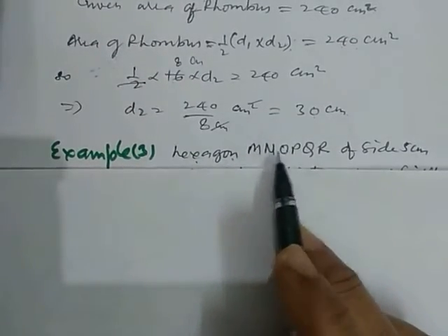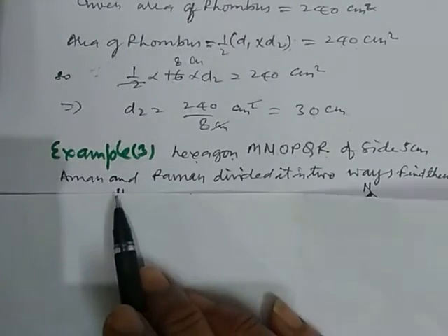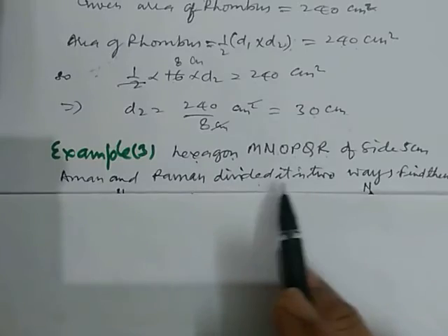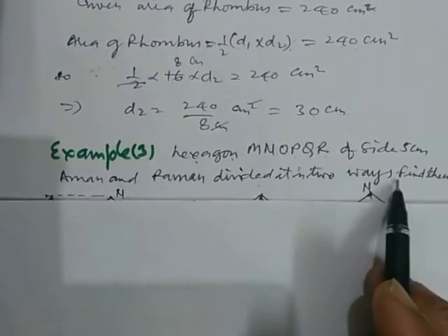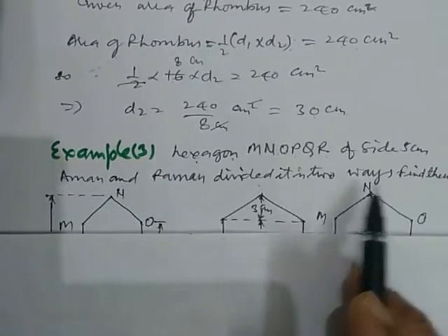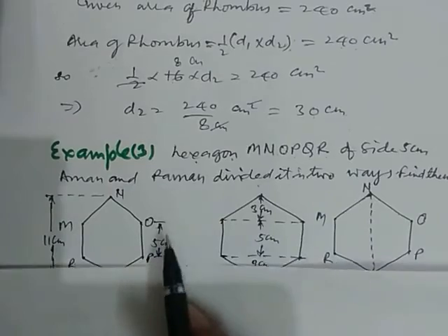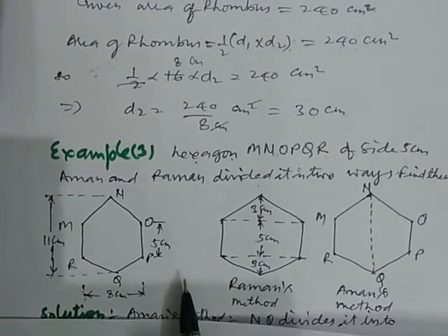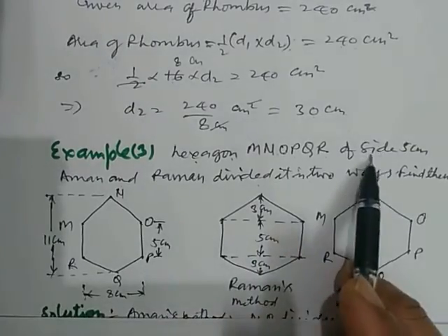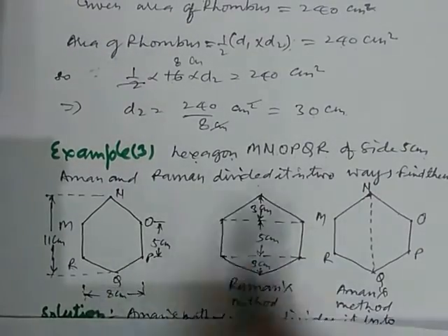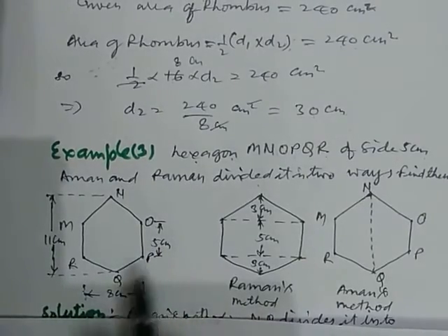Hexagon MNOPQR of side 5 centimeter. Aman and Raman divided it in two ways. They take two different methods to solve it. Find the area of the hexagon. This is the given hexagon, and this is a regular hexagon. Side is 5 centimeter. All these are 5 centimeter.